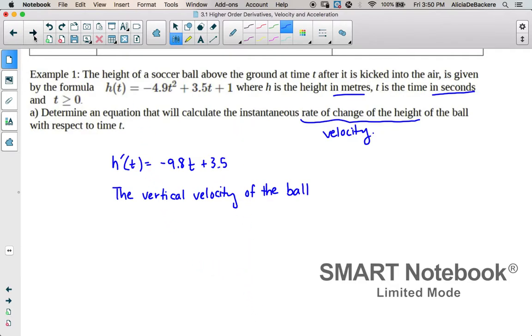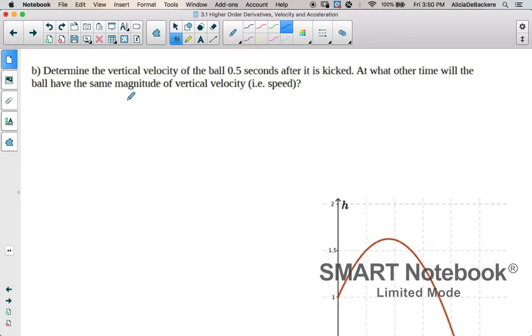All right, in part B of this question, we're determining the vertical velocity of the ball half a second after it's kicked. And then I want to figure out at what other time will the ball have the same magnitude of vertical velocity. So when we talk about the magnitude, remember another word for magnitude is like the absolute value. So it's going to have the same value, but it could be a different direction. So same speed, but could be a different direction.